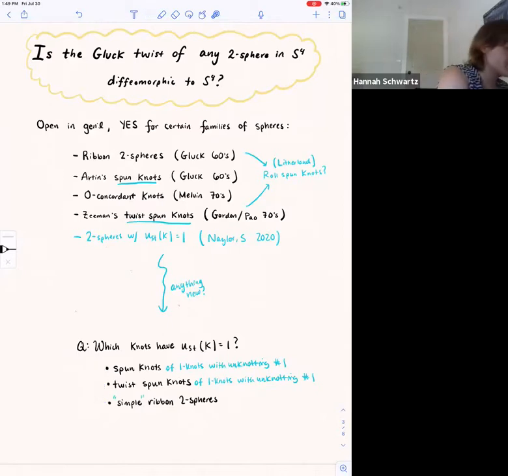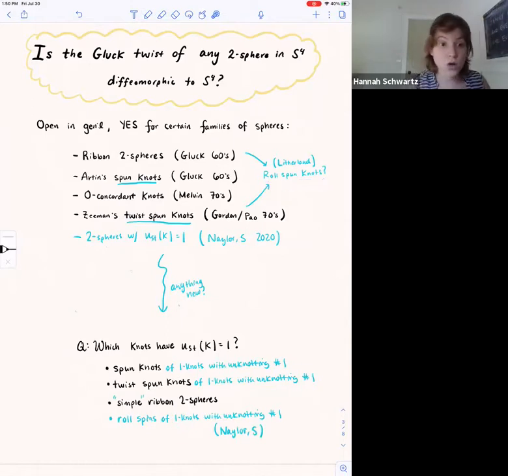So what Patrick and I were also able to add here was that roll spins, again, of knots with unknotting number 1, have stabilization number 1. So this actually adds something new to this list, and consequently to the list above as well. We weren't able to answer this question for all roll spun knots, but we were able to answer it for small roll spins in a certain sense.